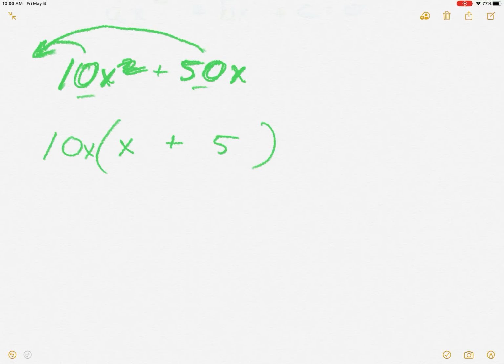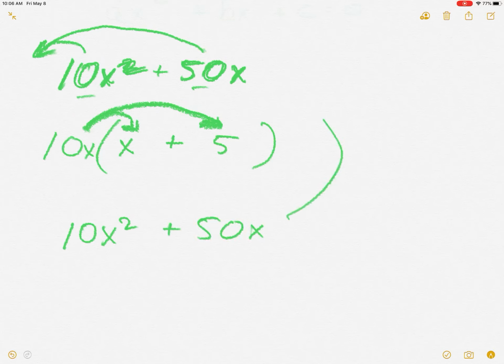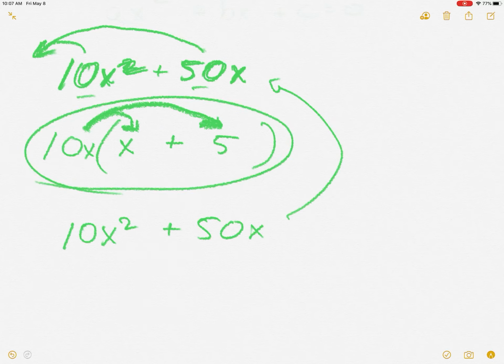We can go the opposite way to get back to our original quadratic. 10x times x is 10x squared. And then the 10x times a positive 5 is 50x. And that gets us back to our original. So essentially, we're just going backwards, and we're pulling out the greatest common factor to give us a factored form of a quadratic.